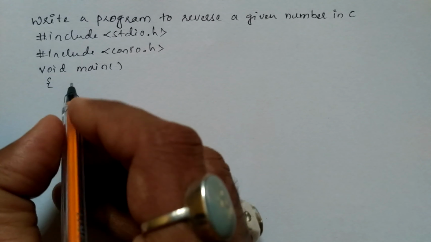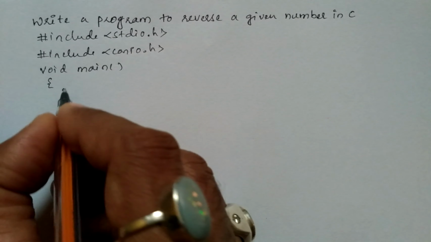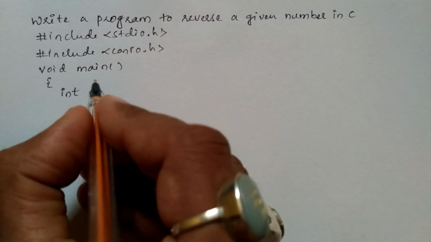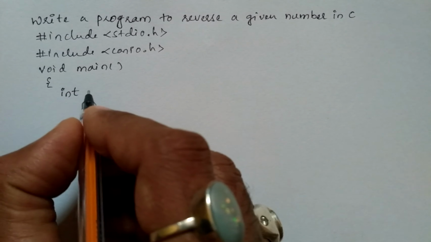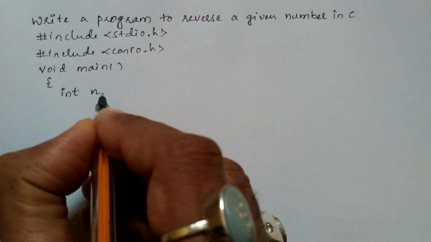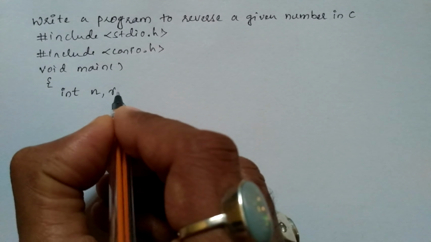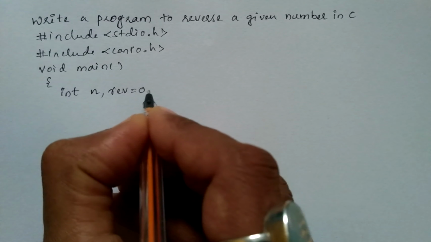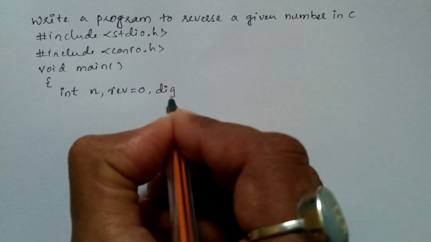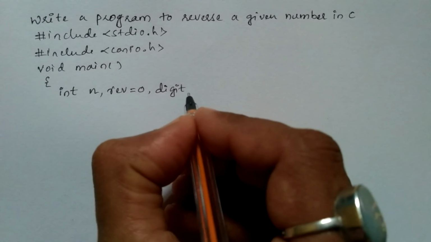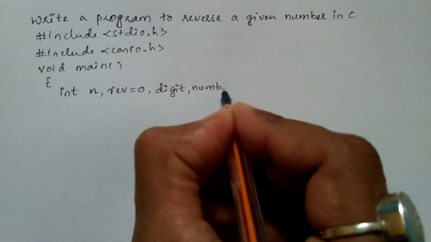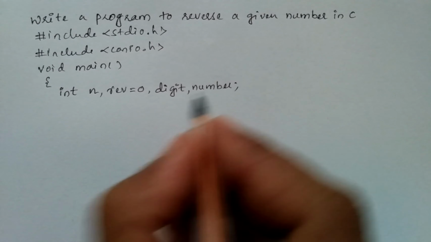Curly open brace, and here I'm going to declare all the necessary variables that are to be used in the program using the data type int. Here I'm going to write n and one more variable called rev, that is reverse, equal to 0, and I'll take one more variable called digit and the next variable is number, and I'll put a semicolon.